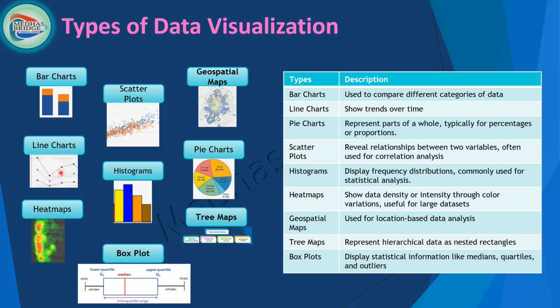Now coming to line charts. A line chart shows us trends over time. Show trends over time using your line charts. Does it make sense? That's good. Let's see the pie chart. A pie chart represents a part of a whole, typically for percentages or proportions. If you have 5 or 6 different categorical business units, and you want to see how each one is doing, what percentage you are making, that part you will be able to visualize using pie charts.